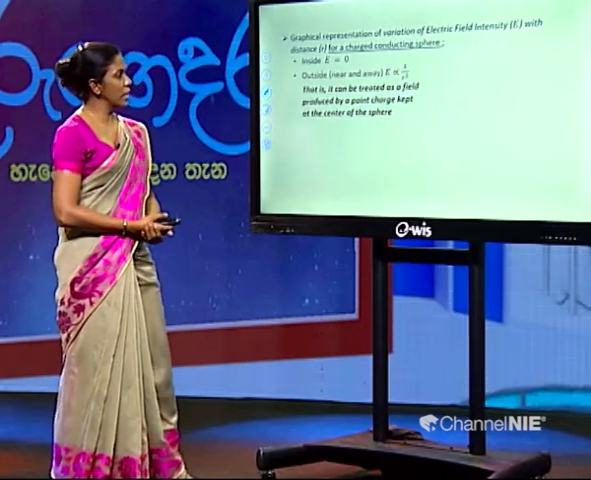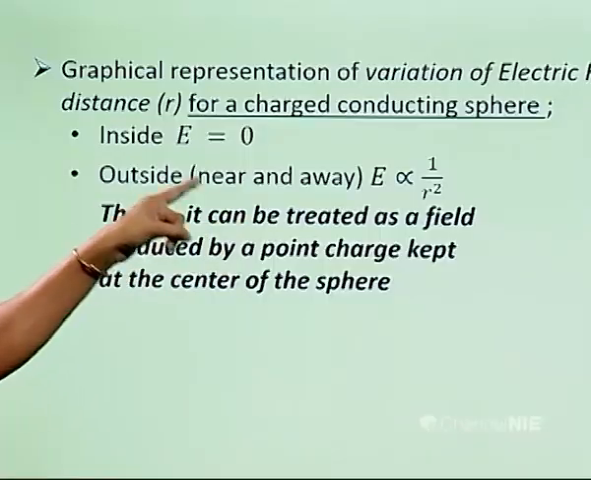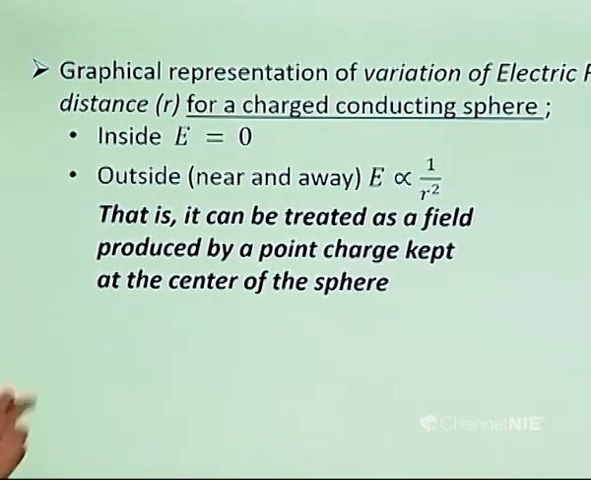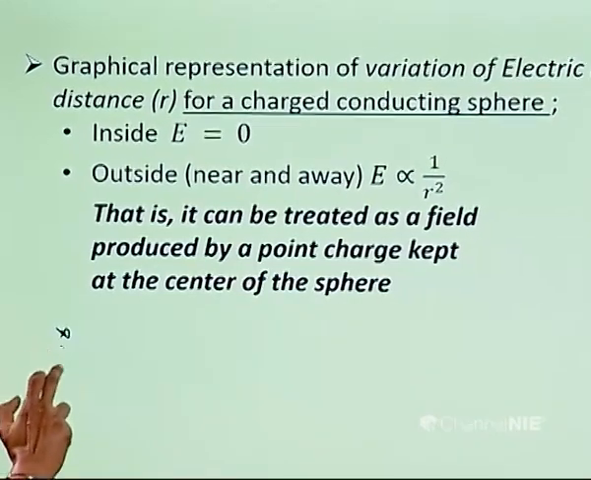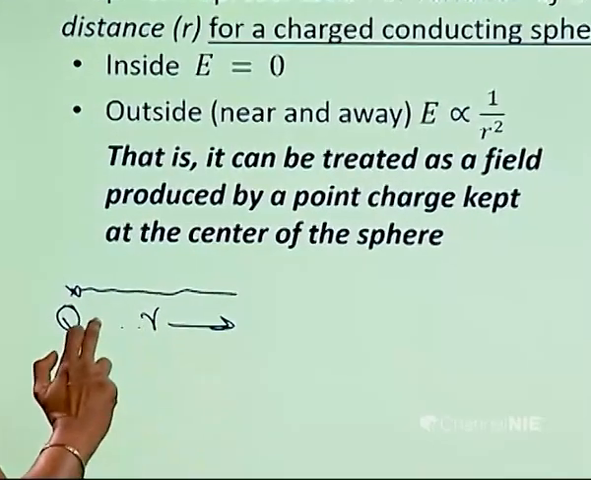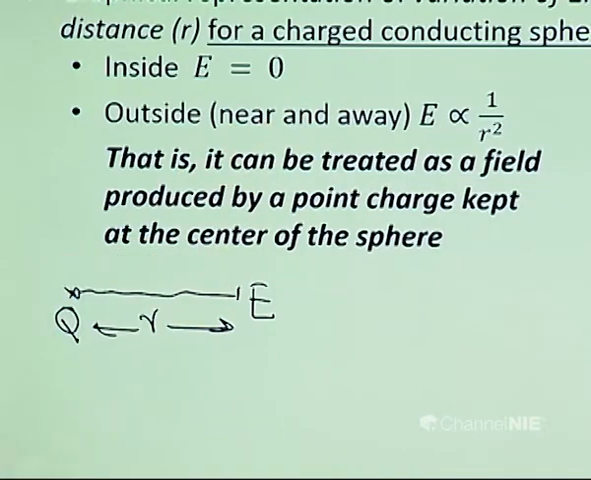The second point was that outside, whether it is close to the sphere or far from it, if it is a point outside the sphere, the field intensity varied inversely proportional to r squared. We also came to a very important conclusion: even though the charges are distributed, we can still treat it as a point charge q at a distance r from it. The field intensity at that point is the same as the result we got there.